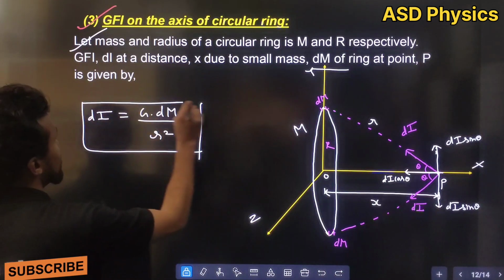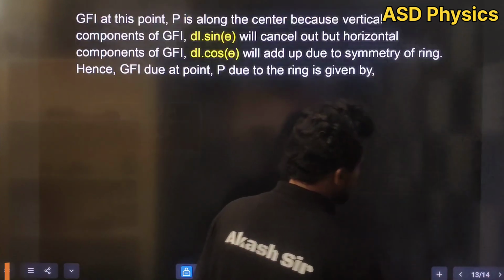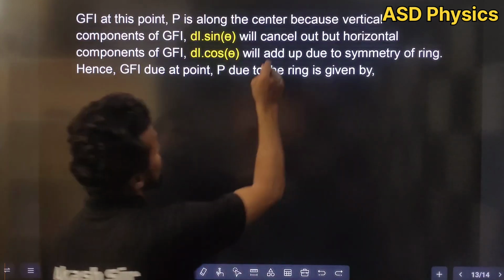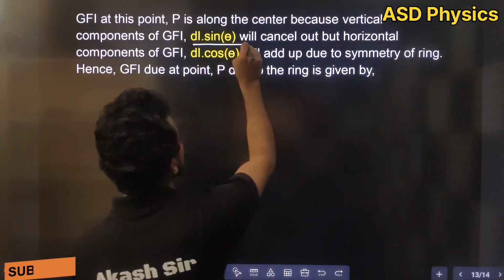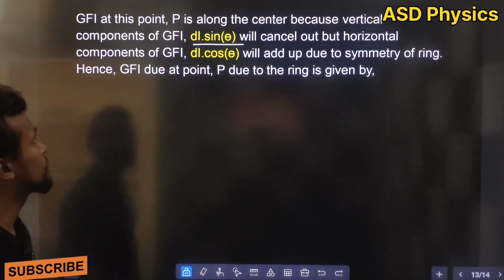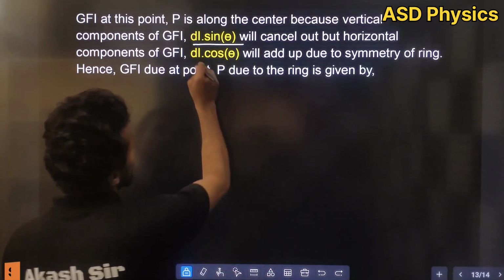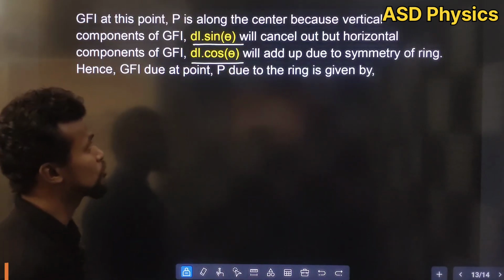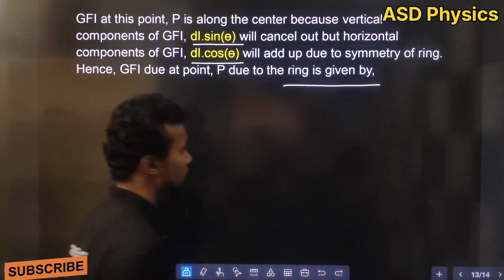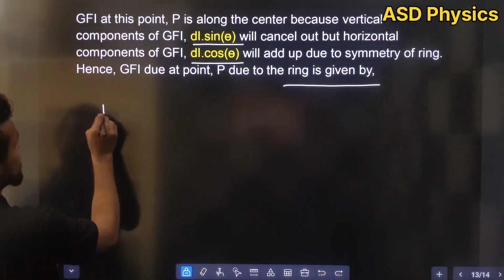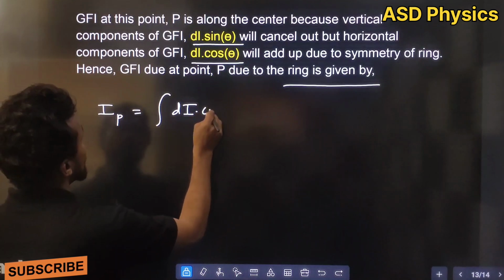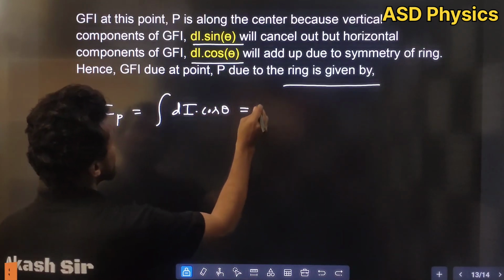After that, students, see here, next one. GFI at this point P is along the center because vertical components dI sin theta will cancel out, but horizontal components, that means dI cos theta, will add up due to symmetry of the ring. Now GFI at point P due to the ring is given by, so total GFI at point P is given by I P equals integration of dI cos theta. Okay. Now let me put the value here.